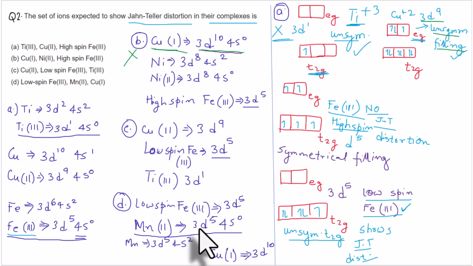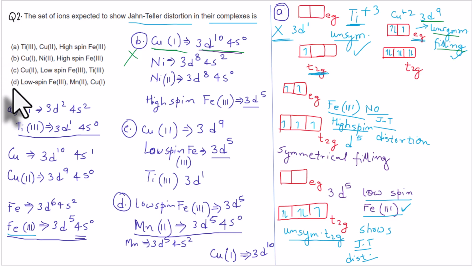So manganese 2+, 3d5. If 3d5, just like Fe3+, all the 5 electrons are symmetrically filled in the t2g and eg orbitals. So manganese 2+ will also be symmetrically filled, so it will not show Jahn Teller distortion. Then we have copper 1+, which we have seen in option B. It is a 3d10 electronic configuration where all the 10 electrons are completely filled in the t2g and eg orbitals. So copper 1+ will also not show Jahn Teller distortion. So option D is not the correct option.